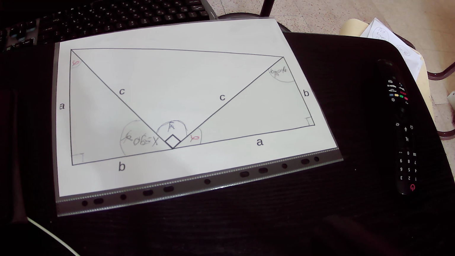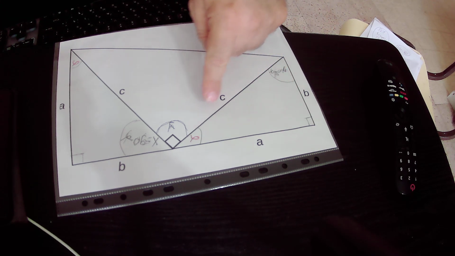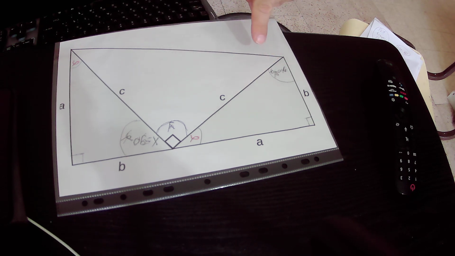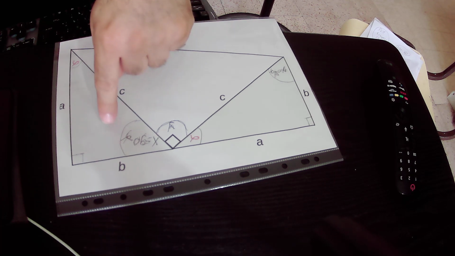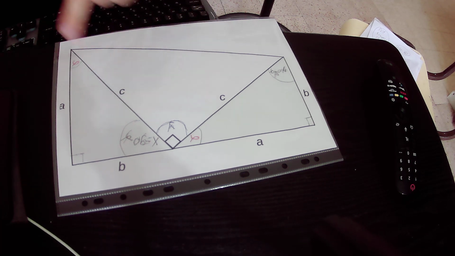And since the third side of the triangle ABC on the right side is C, then because of the overlap of the two triangles, the third side of the triangle on the left side must also be C.